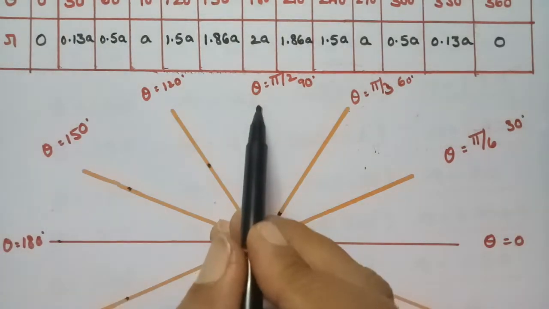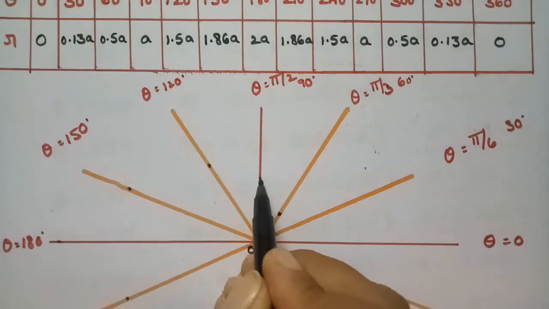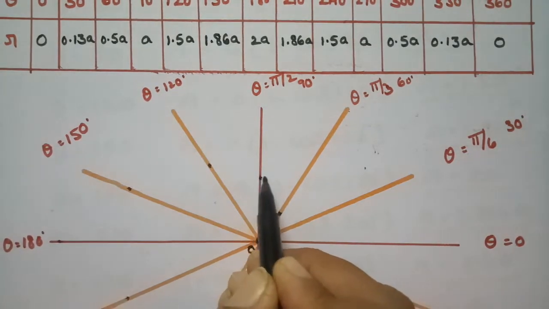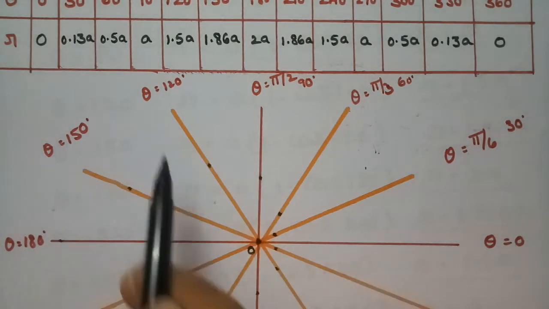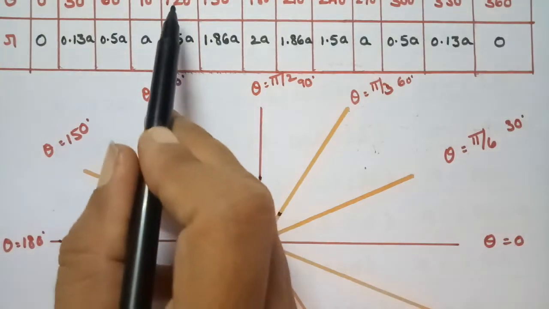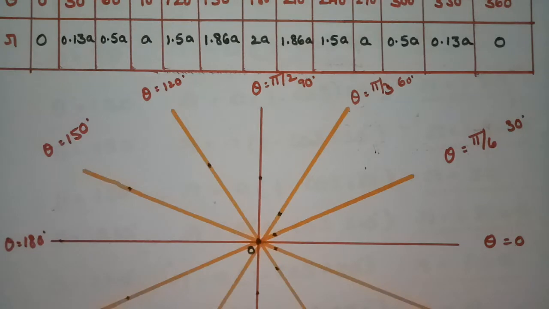And for 90, see, for this line theta is equal to 90. This is A, that is 1. So I have plotted here. This is 0 and this is 1. And the next one for 120. See here, for 120 this is 1.5. So this is somewhat 1.5.